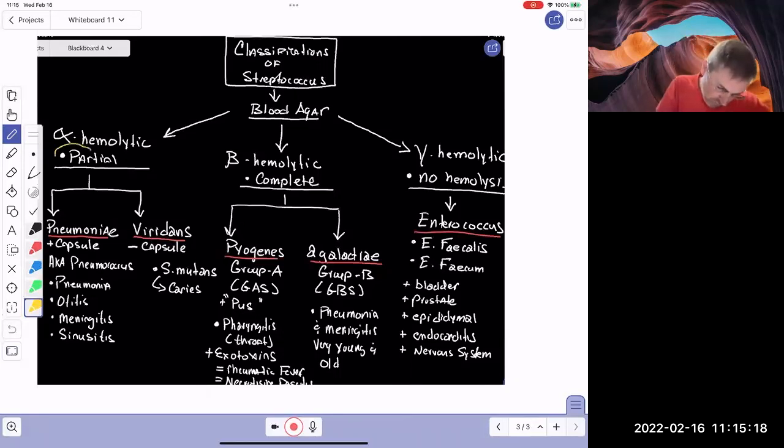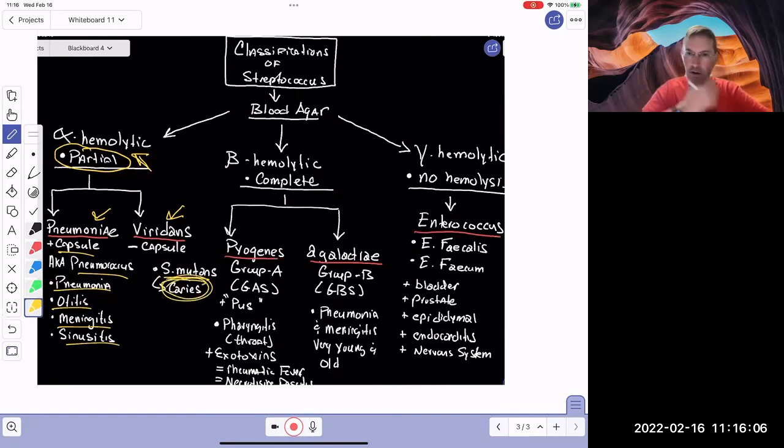If there is partial breakdown of the blood, that is what we call an alpha hemolytic strep. And we know that Strep pneumoniae and Strep viridans are the two major organisms that result in alpha hemolysis. We know that Strep pneumoniae can have a capsule. This is also known as pneumococcus, and this causes pneumonia, bacterial otitis, meningitis, sinusitis. Whereas the viridans, right? Think of Streptococcus mutans, and the common thing that this causes is cavities of teeth, dental caries, right?